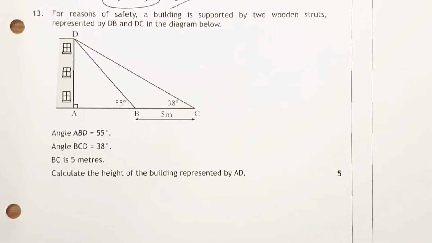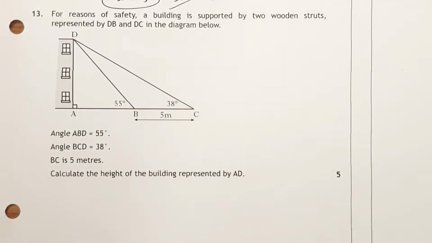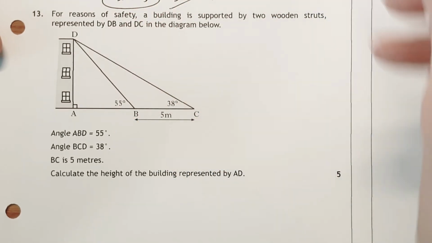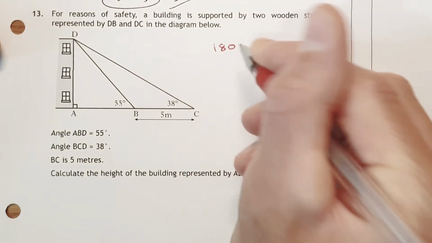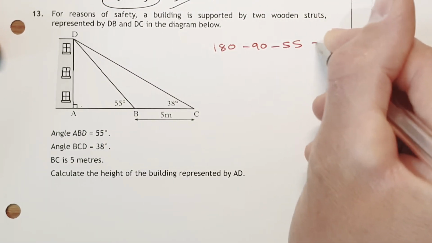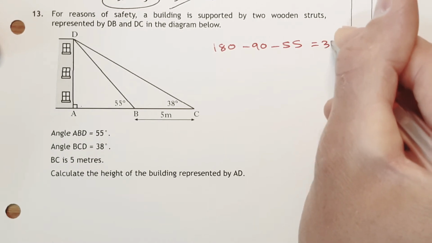Now, in question 13, we've got to find the height of the building. We've got a couple of triangles here. We can use some sine rule and some trigonometry, some basic SOHCAHTOA, as you probably refer to it, and we can find out what the measurement of AD is. Now, we can start off looking at some of the angles that we've got here and fill in some of the missing ones. Well, in this triangle here, they all add up to 180. So if I do 180, subtract the 90 for the right angle there, subtract 55, that gives me an angle of 35 degrees.